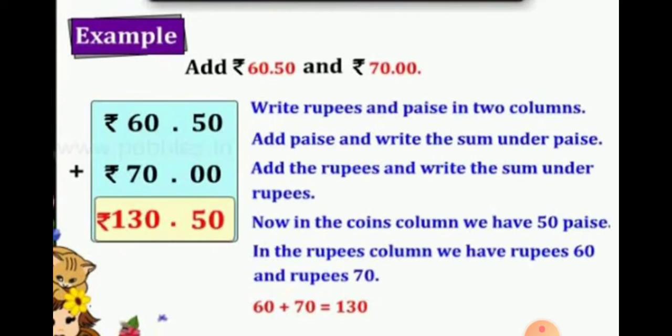Now it is simple addition, students. Starting from the right, the first digit 0 plus 0 will give us 0. 5 plus 0 will give us 5. Then you put decimal below decimal. Again 0 plus 0 will give us 0. And 6 plus 7 will give us 13. And here you get your answer, that is rupees 130.50.